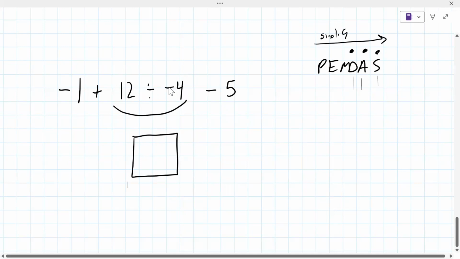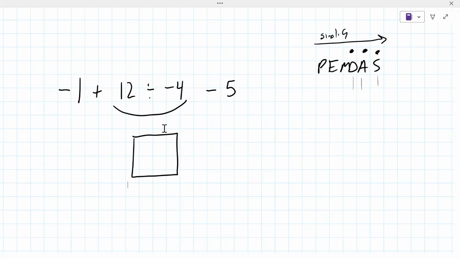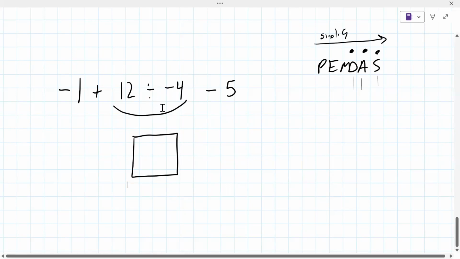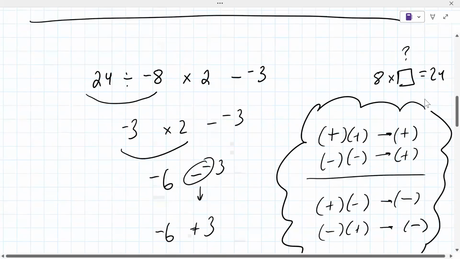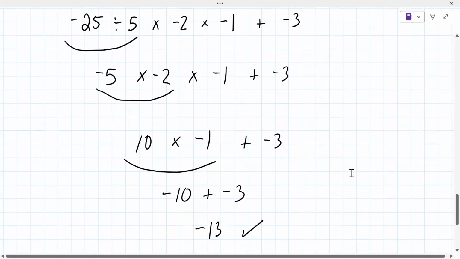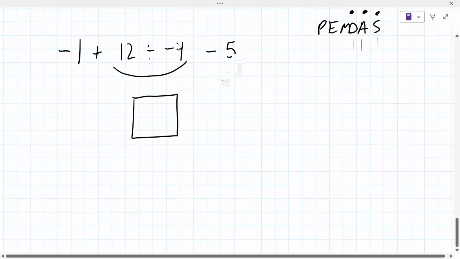So first of all, decide whether the answer is positive or negative. It'd be a positive because 12's farther from 0 and 4 is closer to 0. But the rules for multiplication and division are different than addition and subtraction. Same sign becomes positive: two positives become positive, two negatives become positive. If you have one positive and one negative, it becomes negative.